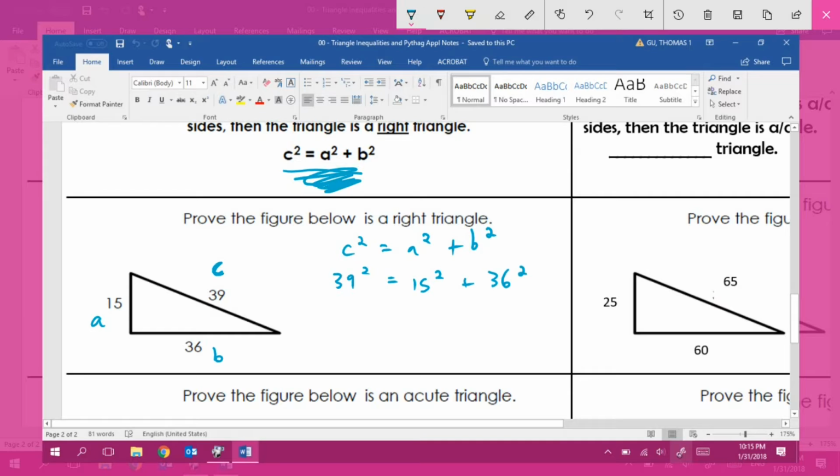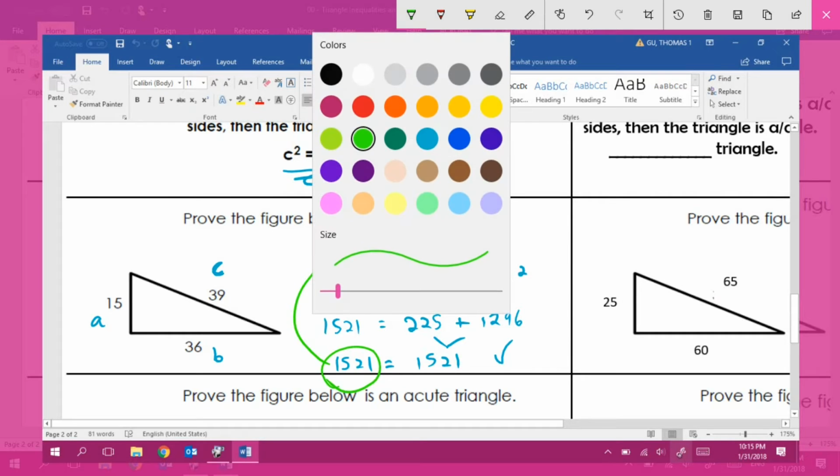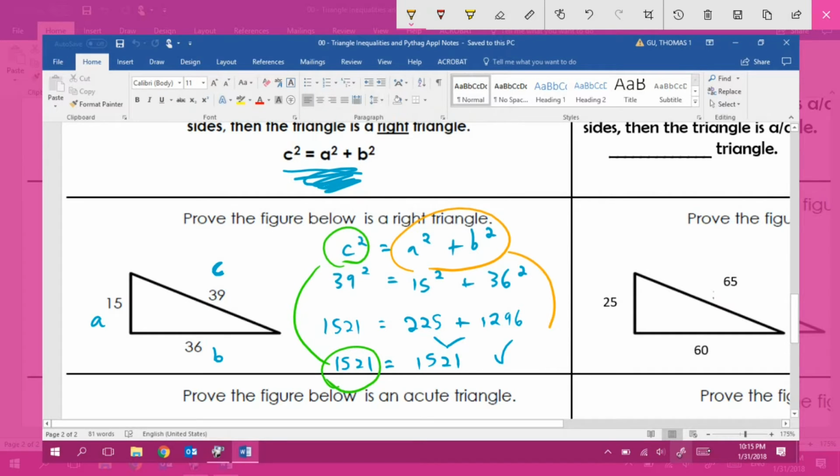So let's bust out the calculator. 39 squared is 1521, equals 15 squared, which is 225, plus 36 squared, which is 1296. And when I add these two numbers together, 1521 equals 1521. Because these two numbers equal each other, remember, on the left side we had c squared, and on the right side we had a squared plus b squared. Because they're equal to each other, we have proved that this is indeed a right triangle.